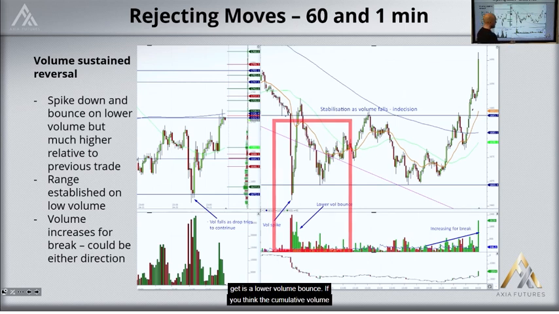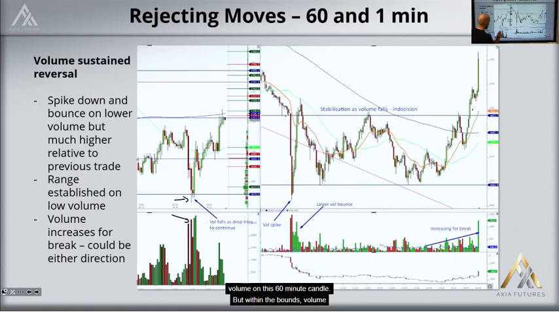What we then get is a lower volume bounce. But if you think of the cumulative volume of these candles here, that is going to be equal to what's happened just here. So on this move down, you do get increased volume on this 60-minute candle, but within the bounce, volume gets dropped down. So this shows that relatively the move isn't being sustained. And you can see that in the action that comes afterwards.